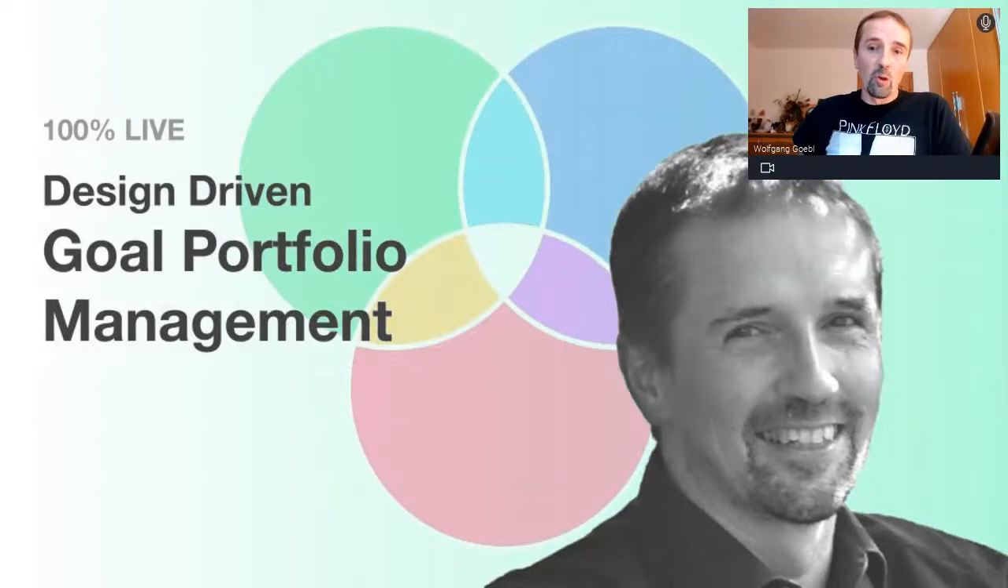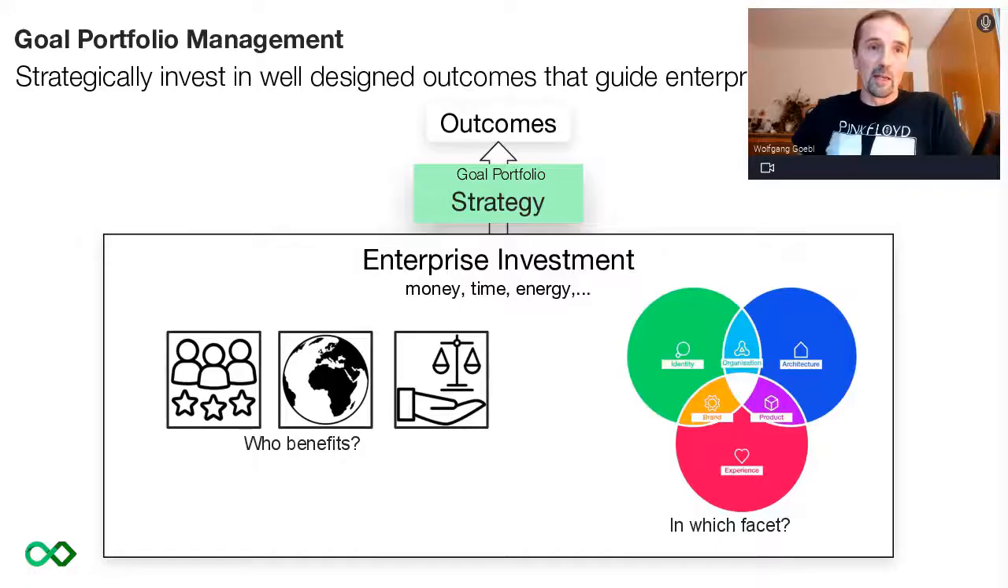So what's the topic of today? Goal portfolio management. That's the strategy part, the vision and mission part of enterprise design as we understand it. So it's about making decisions, the big guys in the boardrooms maybe, or more autonomous decisions that guide the enterprise in a certain direction. Just like a ship, you make a decision and then you change the course of the ship a bit.